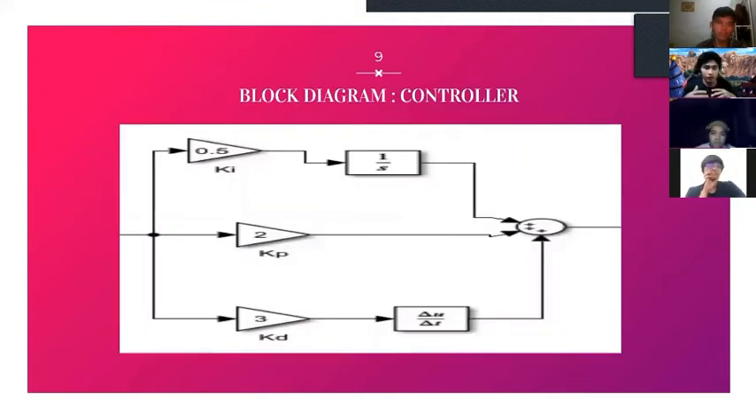Okay, this is also my part. What we can see in the block diagram for the controller is three gain blocks, one derivative block, one integral block, and one sum block. That's all from me.